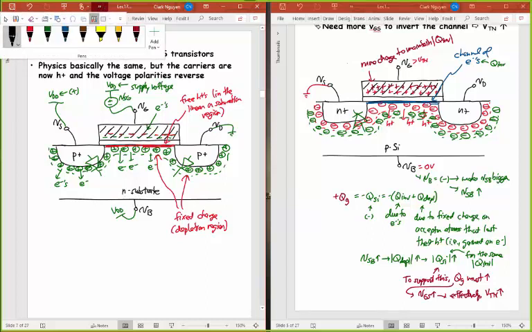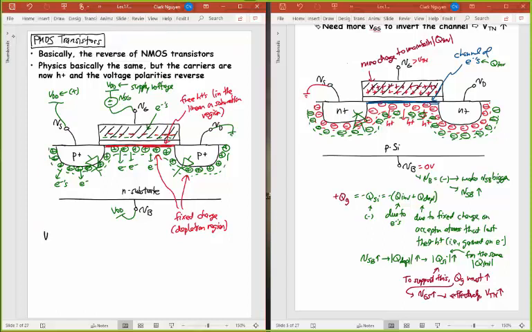All the physics will be the same, except now it's holes, not electrons. And now your threshold voltage, VTP, that we talk about, this is now going to be a negative voltage, at least for what we'll call an enhancement PMOS device. Okay, so that's the physical picture there.